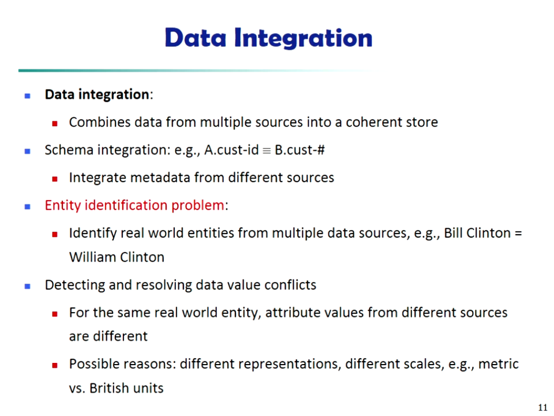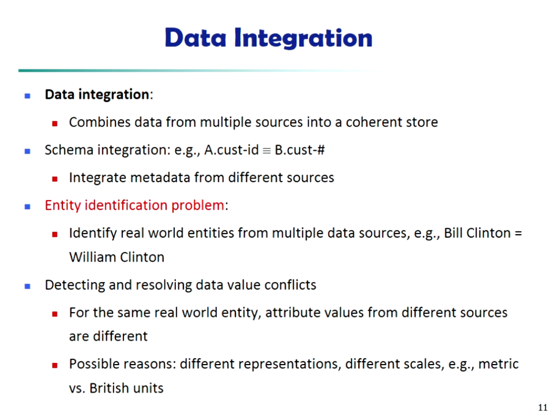So data integration means we want to combine data from multiple sources into a coherent store. When we combine this data, we can, for example, make a schema integration. That means we have to detect that customer ID in table A is equivalent to cust hash in table B. Integrate metadata from different sources. Also, there is another problem, the entity identification problem. We can find some real-world names that are different in text but represent the same entity, for example, Bill Clinton and William Clinton.